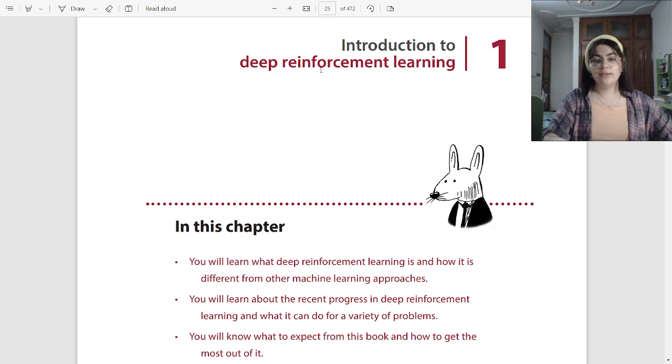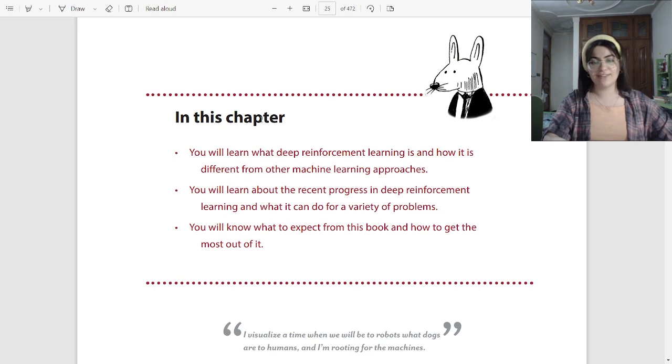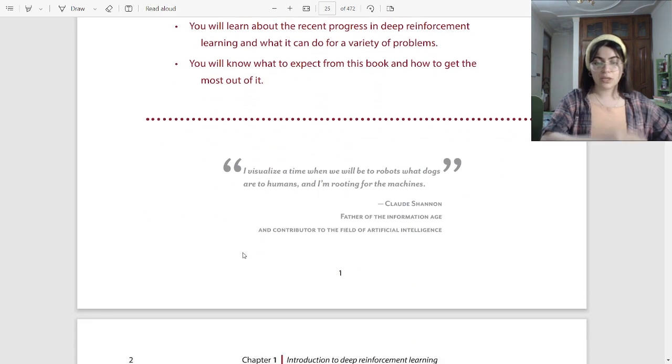So, chapter 1, Introduction to Deep Reinforcement Learning. What is the first part? It says that in this chapter, you'll learn what deep reinforcement learning is and how different it is from other machine learning approaches. And you'll learn about the recent progress in deep reinforcement learning. It's more like a kind of history and some basics. This chapter is like that, but it's still important to learn the foundations. You will know what to expect from this book and how to get the most out of it.